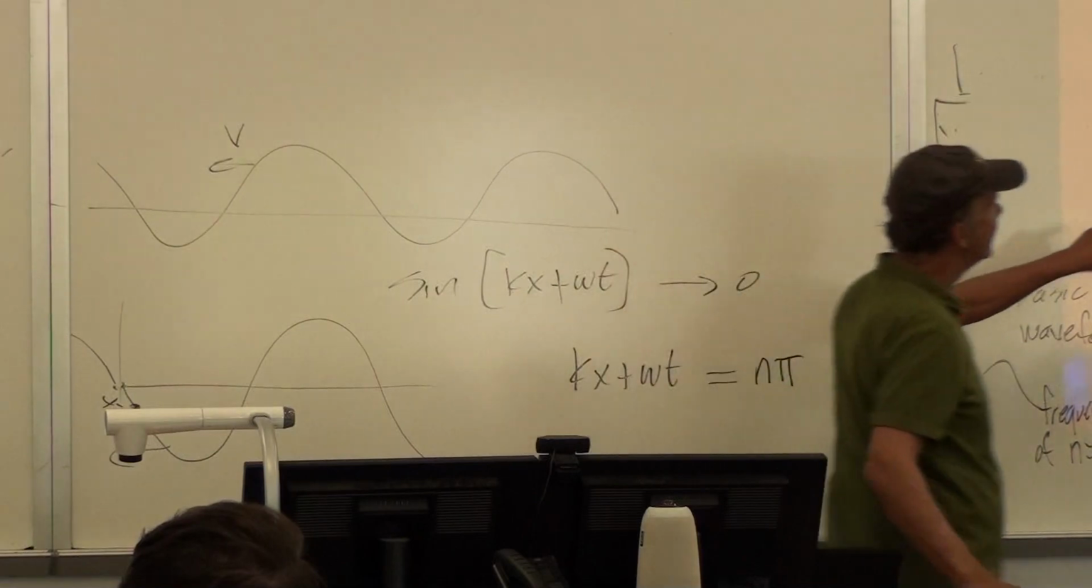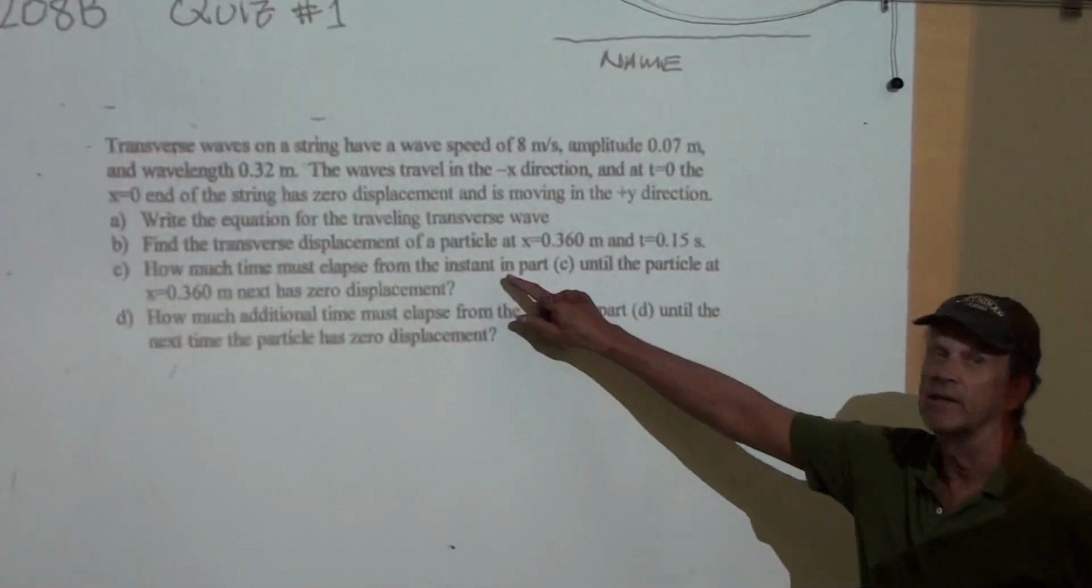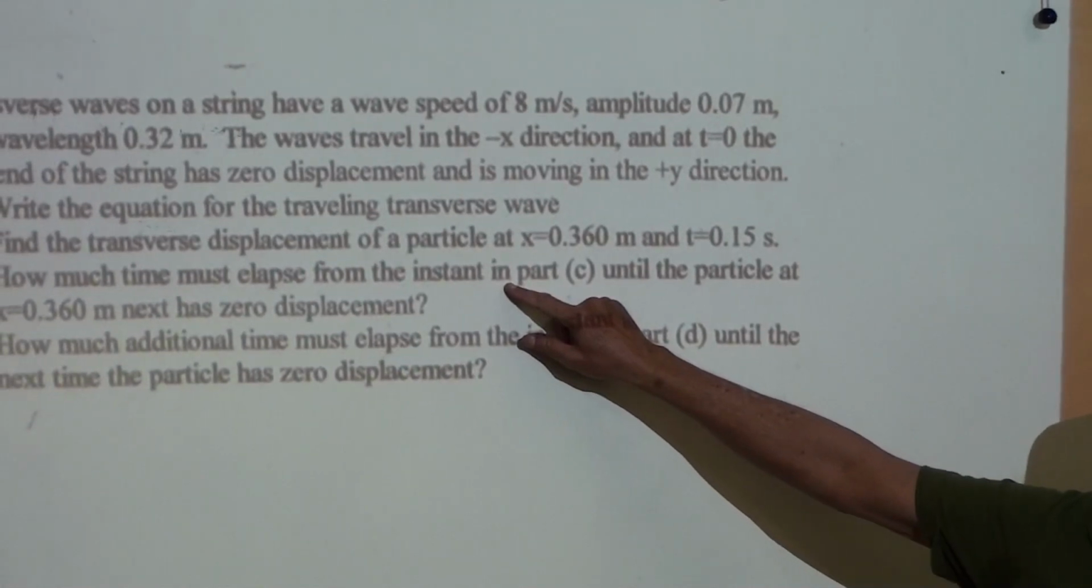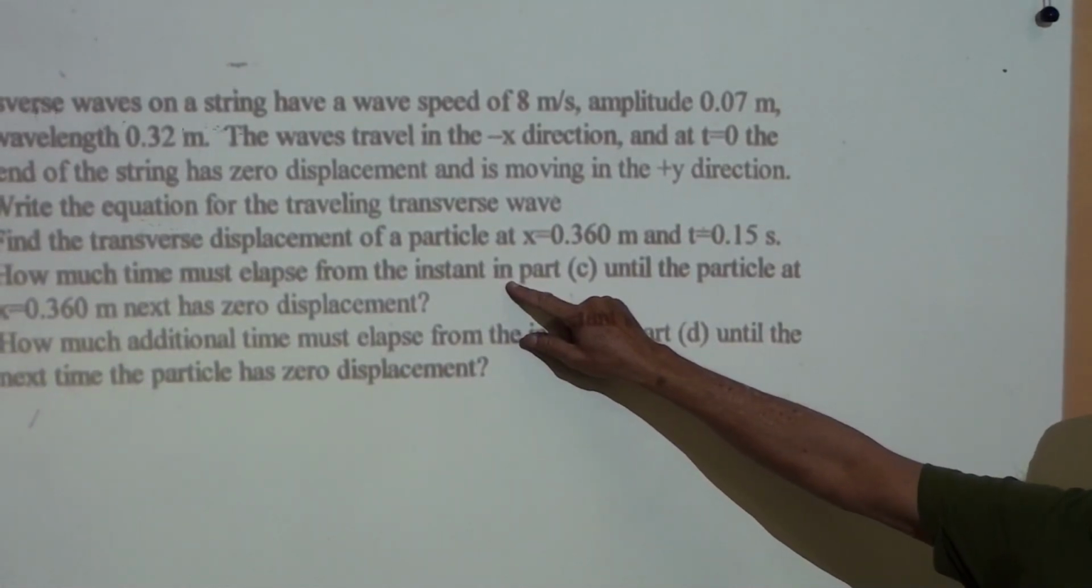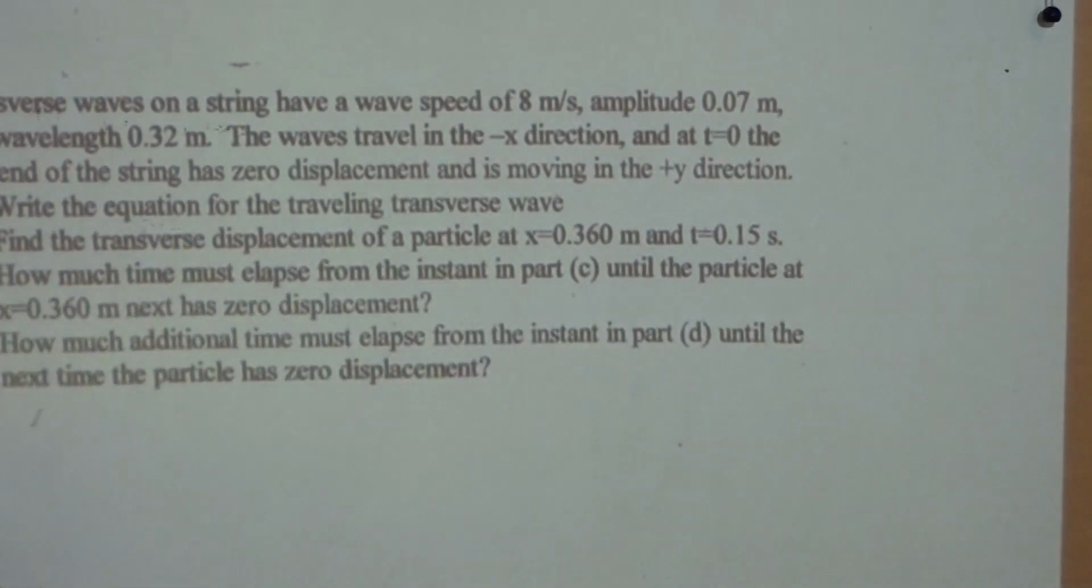Once you've found n, then round up to the next highest integer and solve for the time. You following what I just said? Once you've found n from this, this is kx plus omega t. Say this was 6.27 pi. Then set this equal to 7 pi and solve for the time at that value for x.